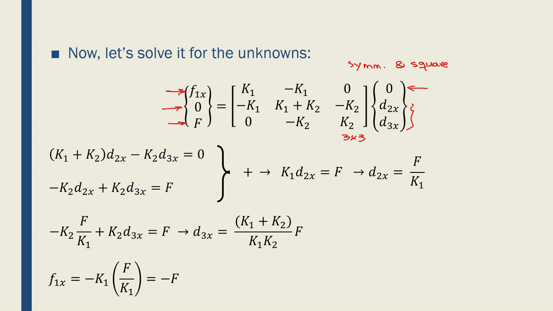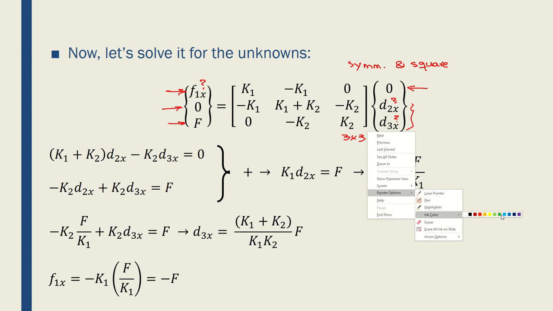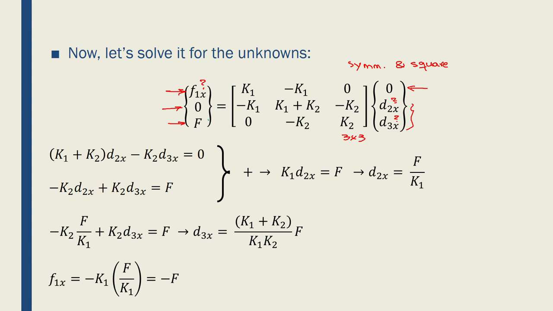Now I have 3 equations and 3 unknowns. My unknowns are f1x, d2x, and d3x. And my knowns, I'm gonna show them with the green color, are 0, f, and 0. The only thing that I have to do is to solve for this problem, which is pretty easy.